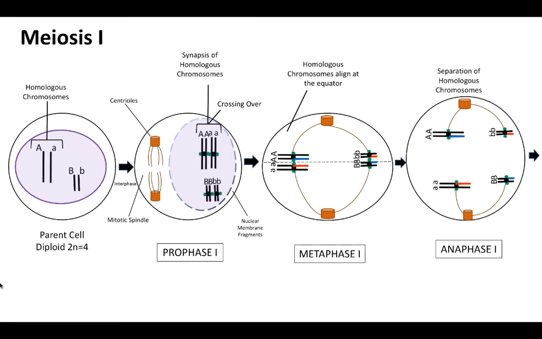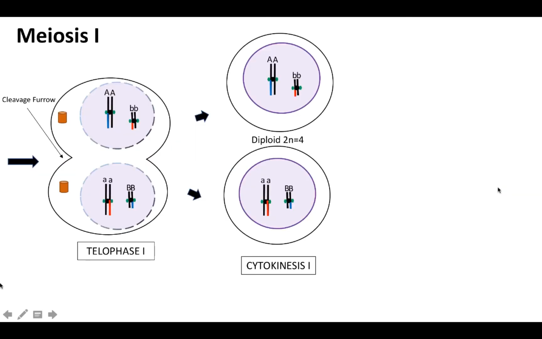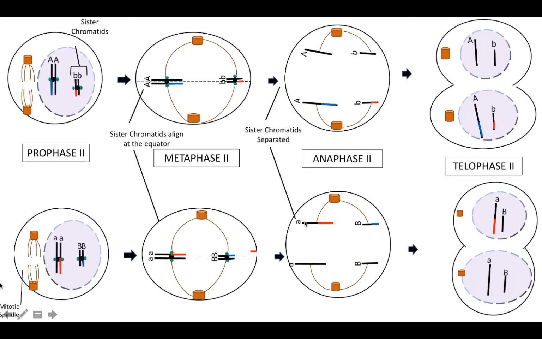Metaphase 1, homologous chromosomes align at the equator. Anaphase 1, it's the separation of homologous chromosomes. And here we go. They have been separated. And then we have a telophase and cytokinesis, and this is meiosis 1. We end meiosis 1 with 2 diploid cells, okay? And then meiosis 2 is going to happen simultaneously.